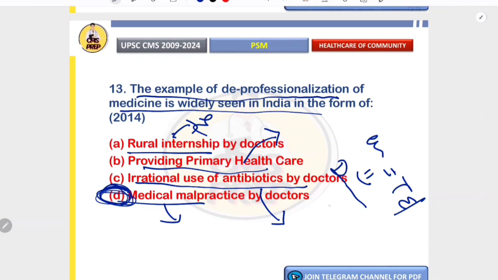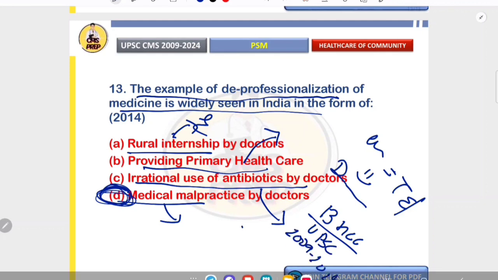So guys, with this we have covered all the 13 questions related to healthcare of community asked in UPSC CMS from 2009 till 2024.